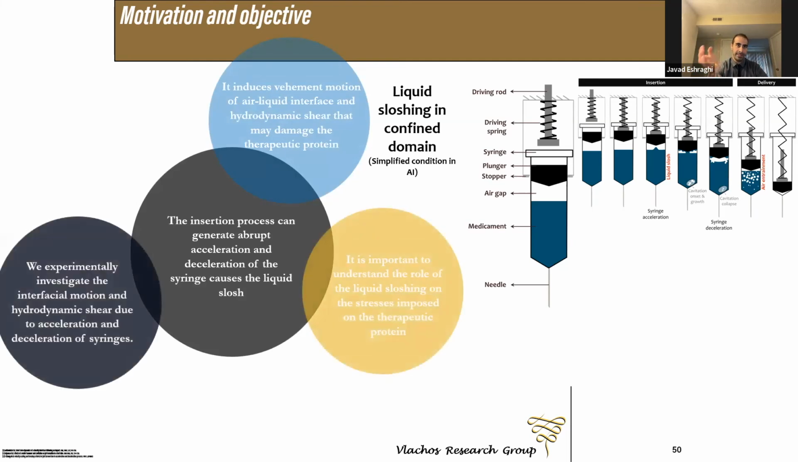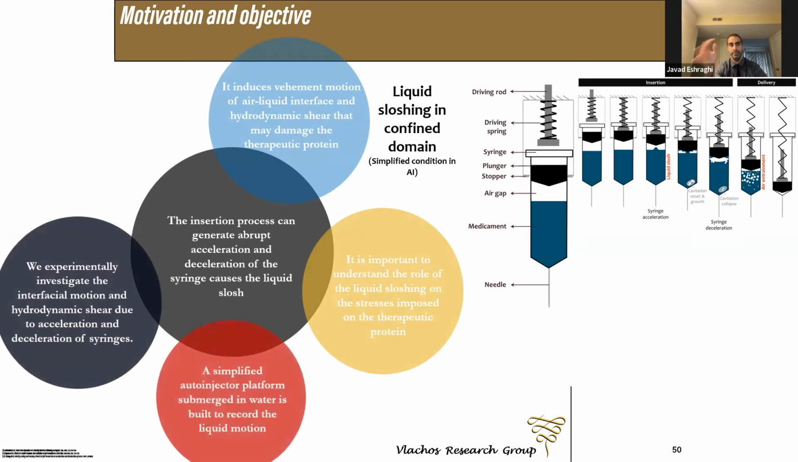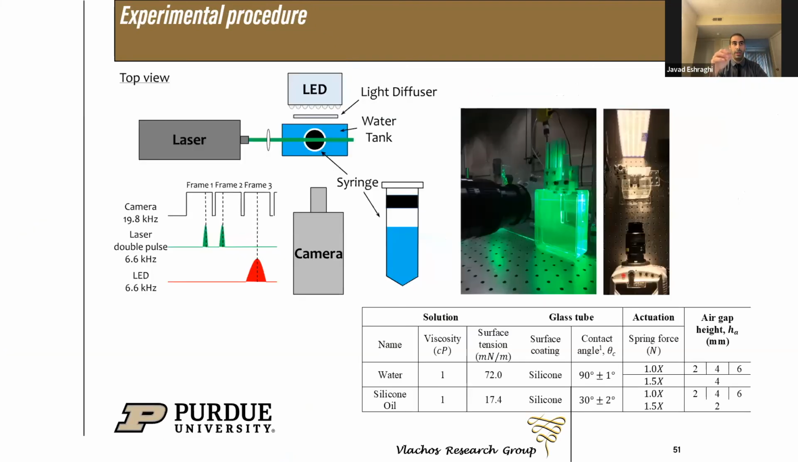We experimentally investigate the induced interfacial motion and hydrodynamic shear due to sloshing in a simplified autoinjector platform, which is submerged in water, and explore the effect of AI design parameters such as air gap size, spring force, and solution type on the intensity of sloshing. Since we are interested in exploring hydrodynamic shear and air entrainment, we conduct simultaneous shadowgraph visualization and PIV measurement and capture the air-liquid interactions.